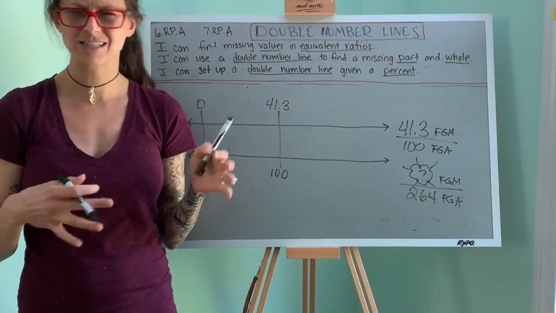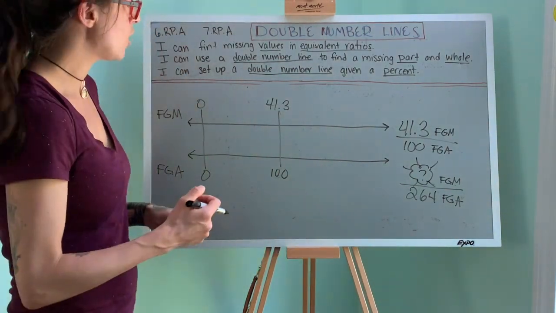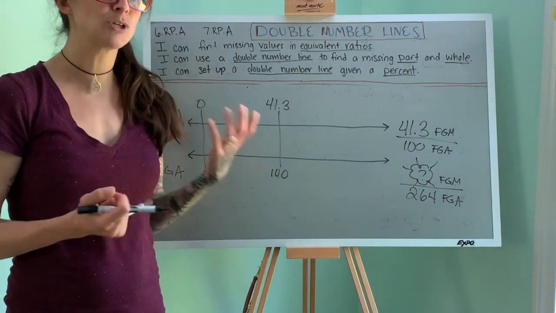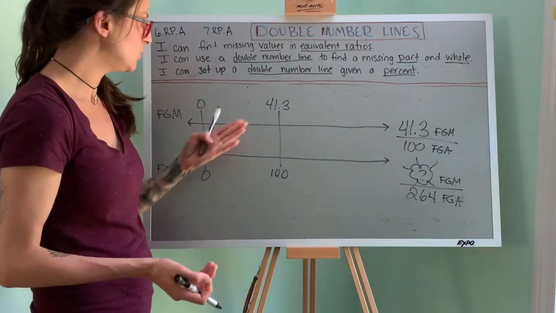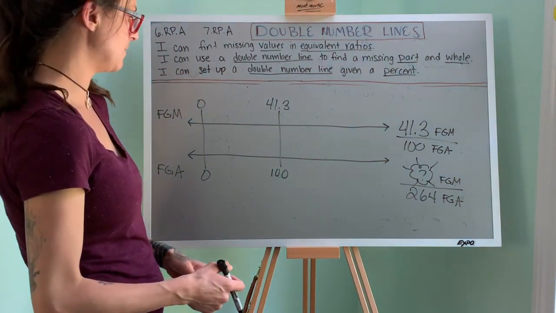Now this 0.3 is kind of throwing me off because I can't make 3/10 of a shot. So let's keep going with this because that's the percent we're given. But how can I use this to get to 264 field goals attempted?